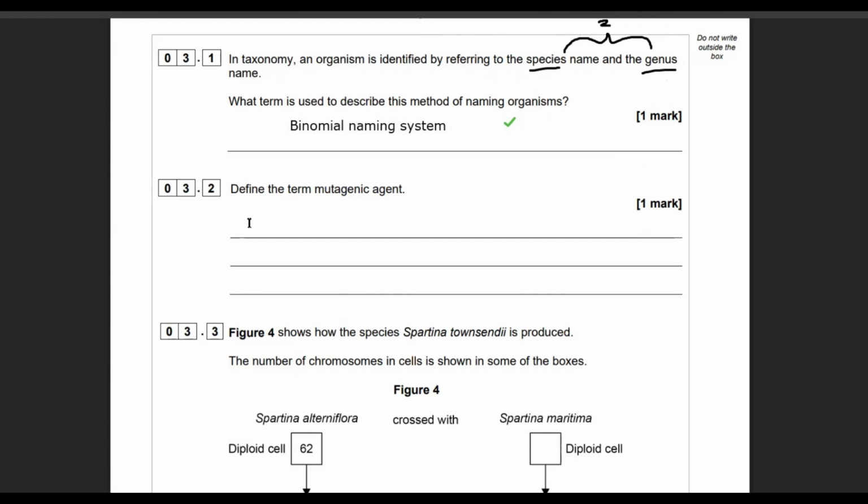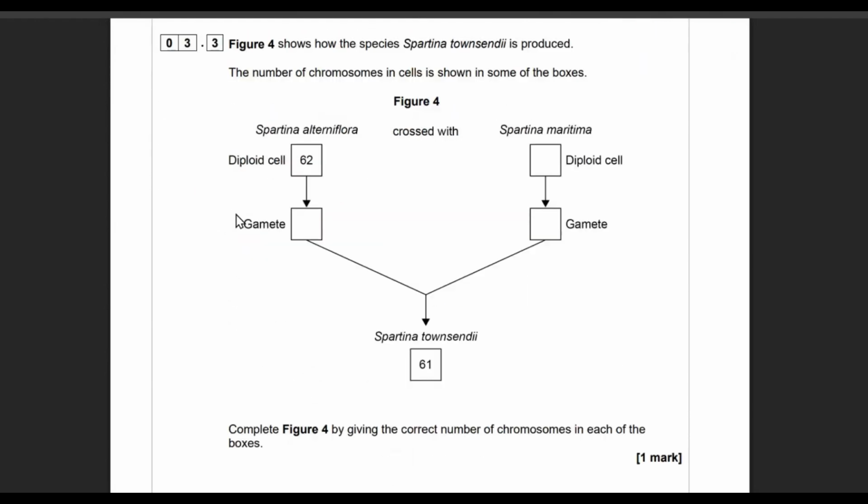Define the term mutagenic agent. So a mutagen is a substance that causes changes in your DNA or your genes. Now, you do get random mutations in your genes, but this is increasing the rate of mutation in your DNA. And there are various substances that can do that, like tar in cigarettes.